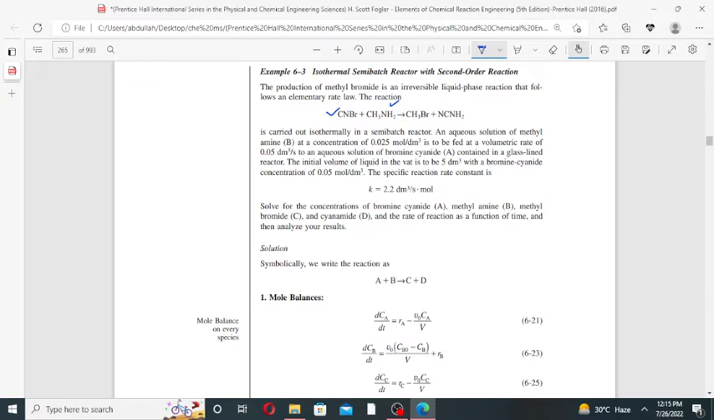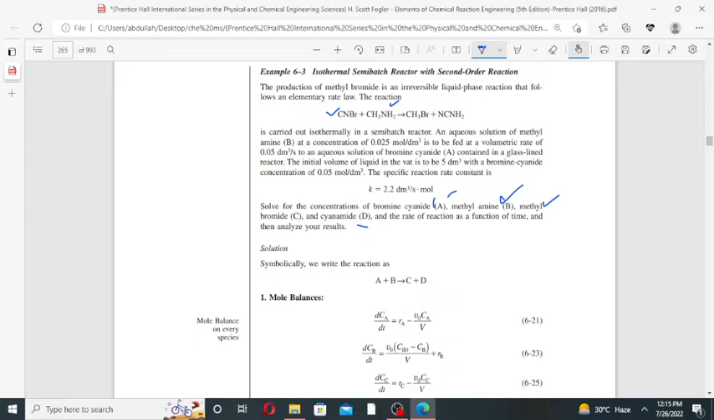So in this reaction, in the semi-batch reactor, component A, which is bromocyanide, reacts with methylamine, and it will give us methyl bromide and cyanamide. Bromocyanide is component A, methylamine is component B, methyl bromide is component C, and cyanamide is component D. This reaction is carried out isothermally.